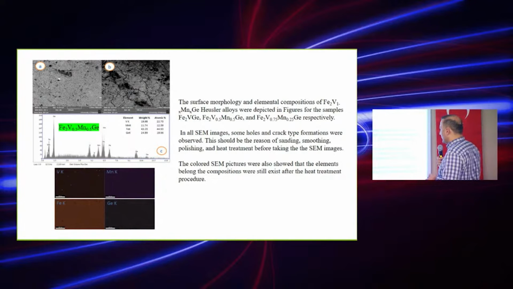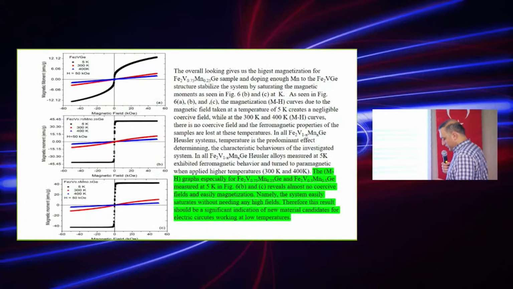This one is the last sample with the stoichiometry of 0.5. What we get here, the surface morphology and elemental composition of the material, just like alloys, where you see depicted on the figures. In all SEM images, we observe some holes and some crack type formation. This should be the reason of sanding, smoothing, polishing, and heat treatment before taking the SEM image. Also, the colored SEM pictures showed that the elements belonging to the composition still exist after the heat treatment. So the heat treatment is not affecting the material, just improving its physical properties.